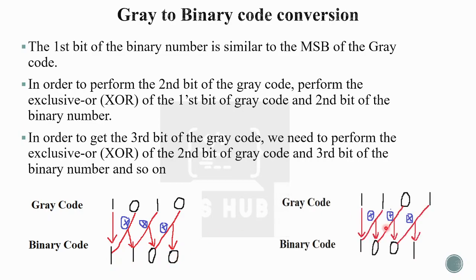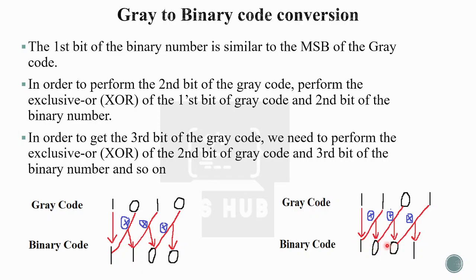Next example, 1101. 1101 is our gray code, and this 1 is transferred here. And to get the second bit of binary, we have to perform XOR of the second bit of gray and the first bit of binary. Here the digits are 1 and 1, so our result will be 0.